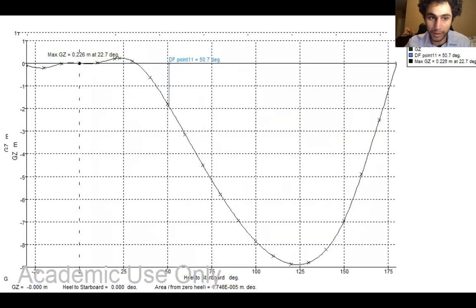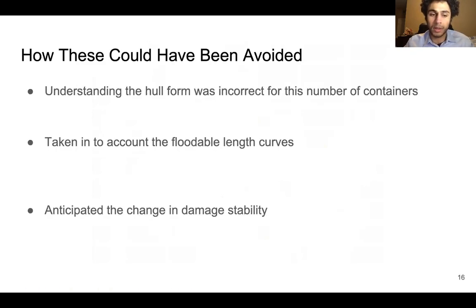And this is just a bigger graphic of the GZ curve, and how these could have been avoided. Firstly, most of this could have been avoided through foresight and more wisdom in naval architecture. I think that this capstone gave me a lot of opportunity to learn what I was missing in naval architecture, and now that I understand that, it would help a lot in future designs. The very basic idea is that I could have taken into account the floodable length curve, and understood what it meant and how I should have used it, which I didn't.